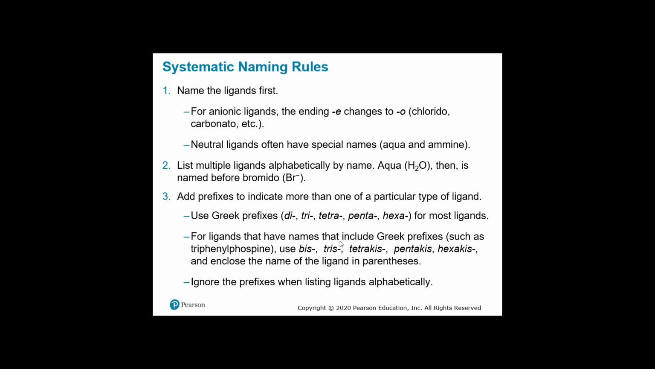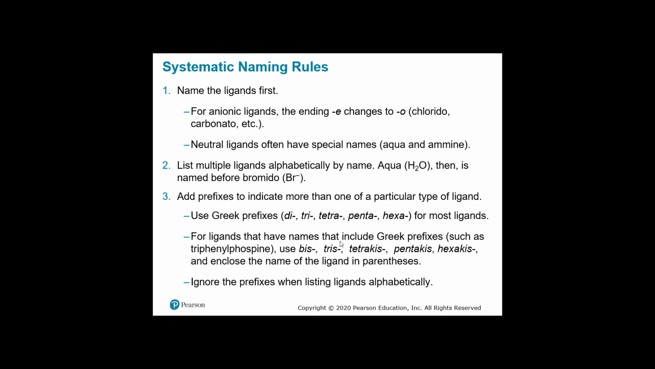So now let's do the naming. Name the ligands first. For ionic ligands, the ending E changes to O. So chlorido, I know I'm not saying this right, carbonato or carbonado. Neutral ligands have special names of aqua and amine. List multiple ligands alphabetically, so aqua is named before bromido. We're going to look at the new names, and then you're going to alphabetize those.